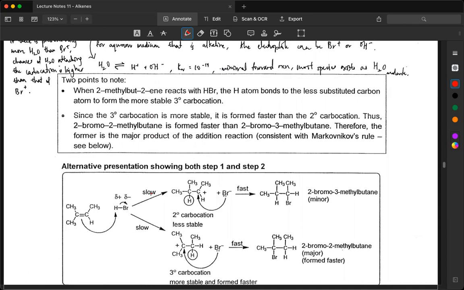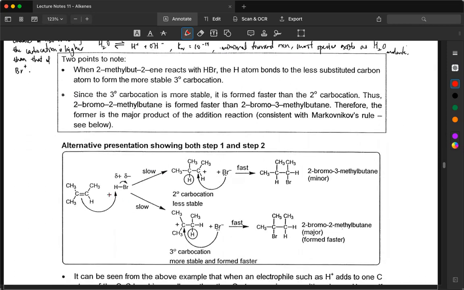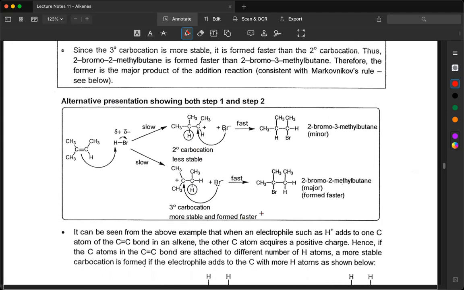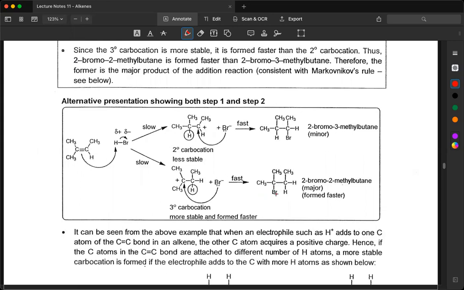There's another way to present the mechanism, all right, by looking at this. You can just write in this manner everything in sequential order in a line. That is fine. But you have to show both the minor and the major products. All right. Okay, this is the minor. This is the major. Okay, so this is formed faster, then you have a higher proportion of it.